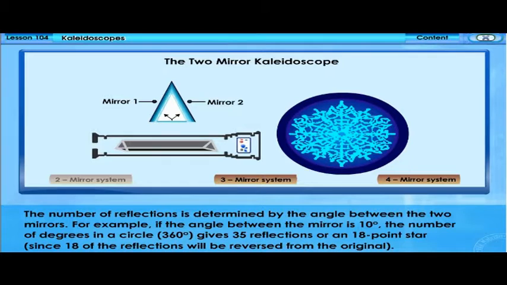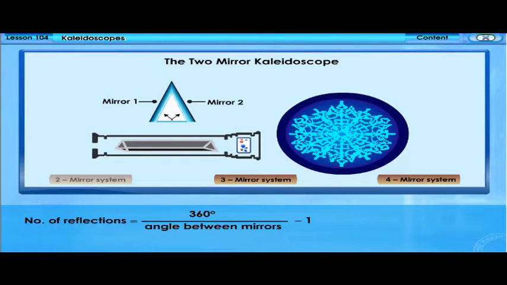For example, if the angle between the mirrors is 10 degrees, the number of degrees in a circle, 360 degrees, gives 35 reflections, or an 18-point star, since 18 of the reflections will be reversed from the original. Number of reflections equals 360 degrees over the angle between mirrors, minus 1.